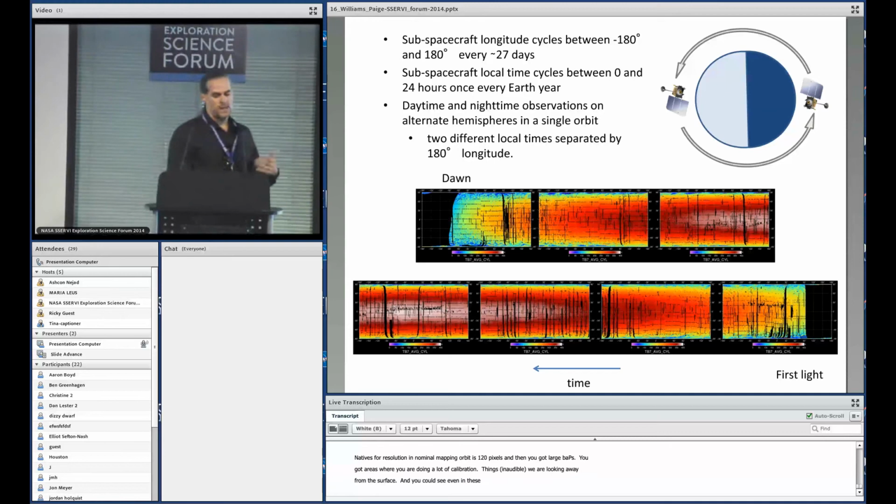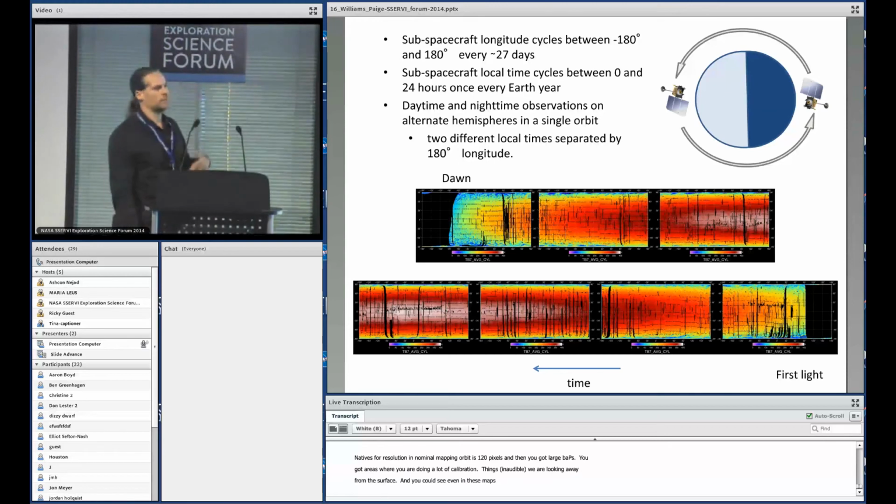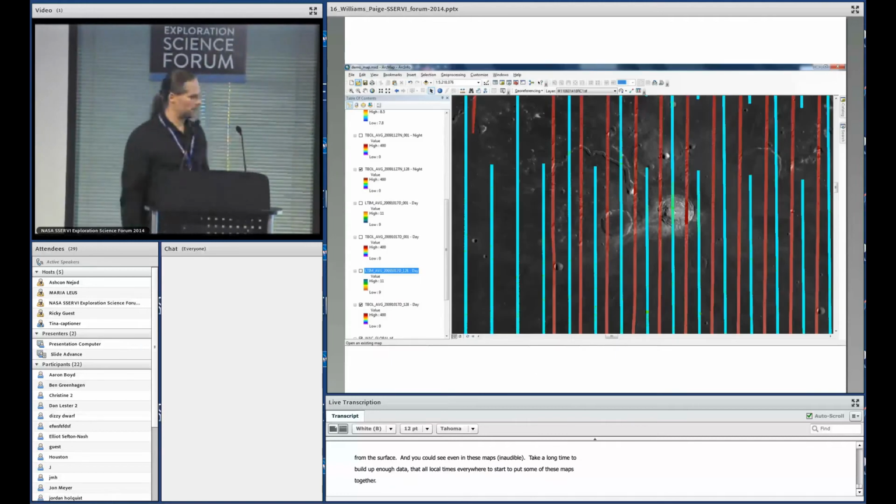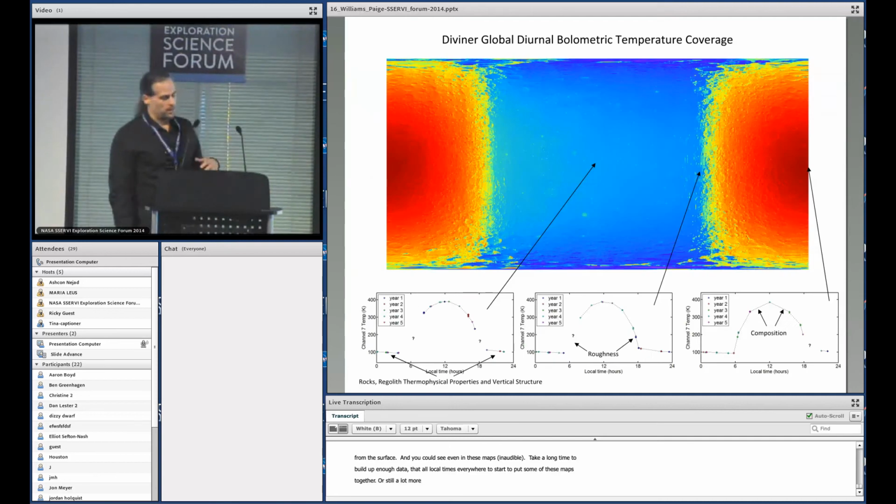we're not taking data. So it's taken a long time to build up enough data at all local times everywhere to really start to put some of these maps together. And I think we'll still need a lot more data before we can really start to make maps at this resolution. But for now, what I'm doing is creating maps at half a degree resolution.